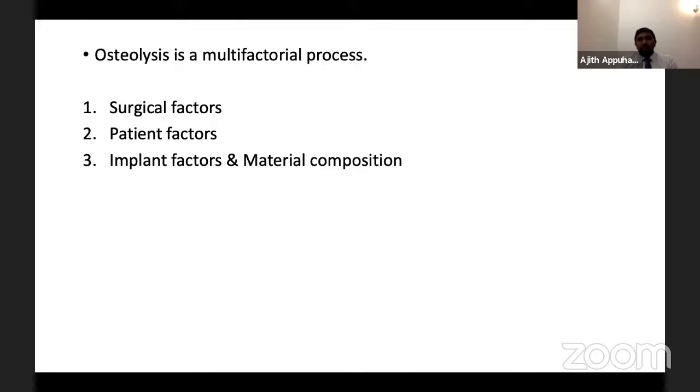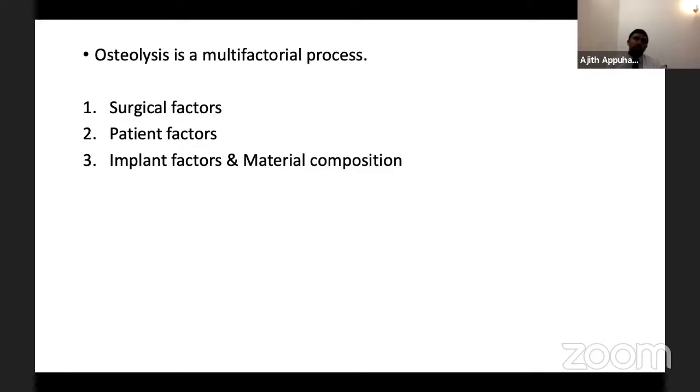Now in the exam, sometimes they will show you the X-ray, you come to a diagnosis, okay, this is loosening of the implant, aseptic loosening. Then they ask, tell me what are the factors for this loosening? That is where you need to talk about this area. The factors for osteolysis are three: surgical factors, patient factors, and implant and material factors. Always try to divide your answer; then the examiner knows that this fellow is very organized.